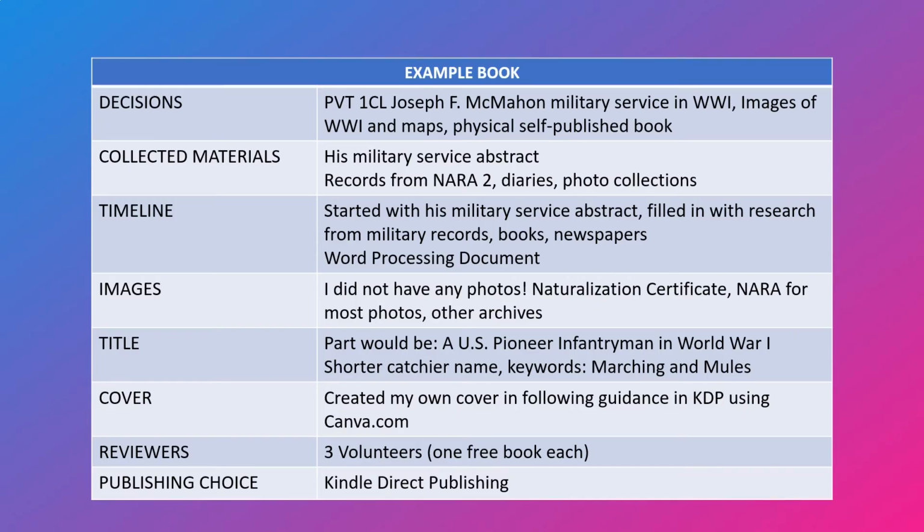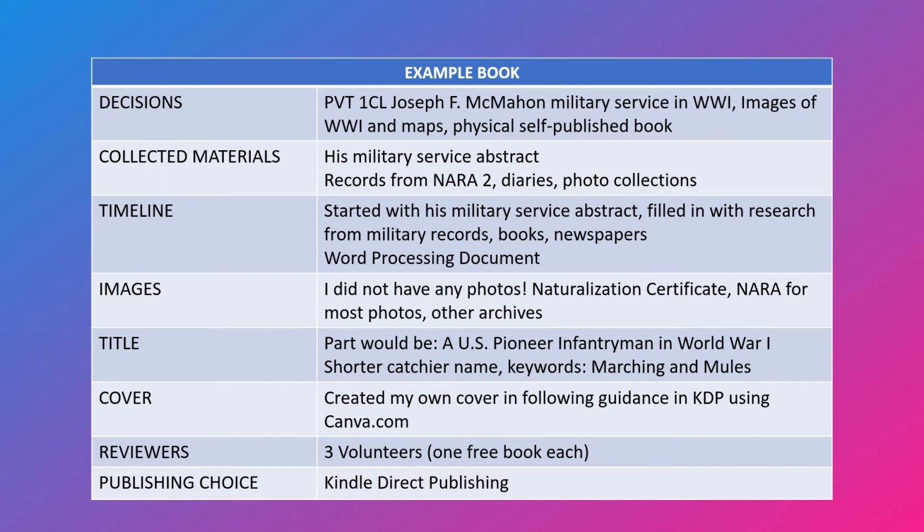Now, going through the steps that I took for my book, the decisions I made were that it would be about my grandfather's military service in World War I. I knew I'd want to use images. I'd want them from World War I and also some maps. I knew I wanted a physical book, and I was going to self-publish it. The collected material started with his military service abstract and got fleshed out with records from narrative, from the diaries, which are so important for contextual information, with photo collections. And then the timeline, I started with that abstract and I filled it in as I went through the research.